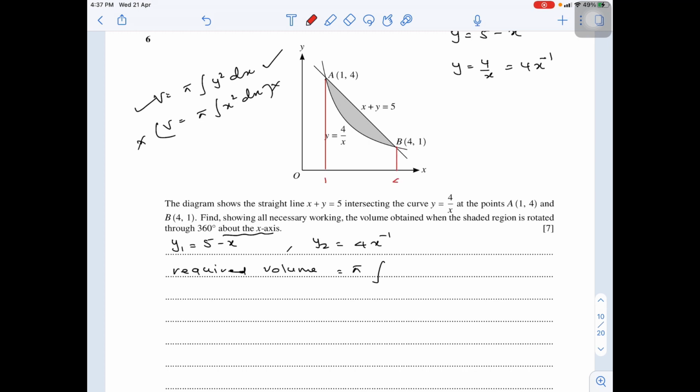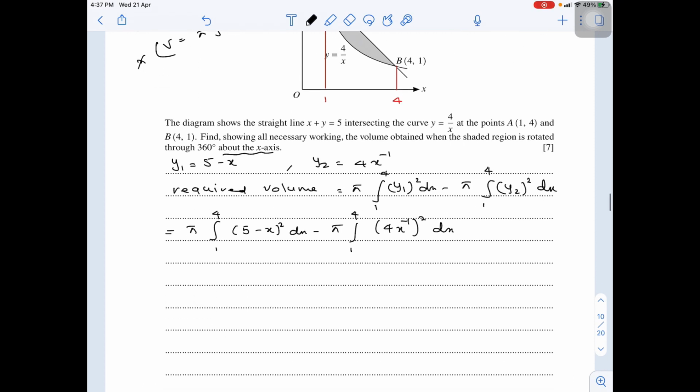We start from there to there. Here the x coordinate is 1 and here the x coordinate is 4. So we need the volume between 1 to 4. So that's 1 to 4, y1 squared dx, minus pi integration 1 to 4 y2 squared dx.